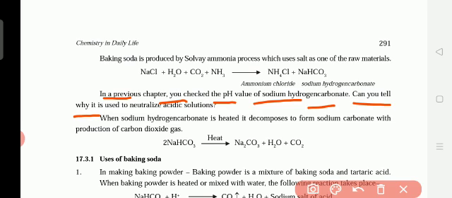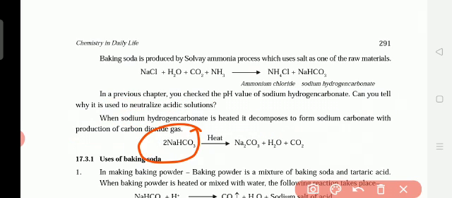Can you tell why it is used to neutralize acidic solutions? Sodium hydrogen carbonate is one kind of base. It is a salt and it neutralizes acidic solutions. Neutralize means what? If there is more acidity in the body, to remove that acidity we use sodium hydrogen carbonate. Now, when sodium hydrogen carbonate is heated, it decomposes to form sodium carbonate with production of carbon dioxide gas. When we heat sodium hydrogen carbonate, we get sodium carbonate, water and gas.